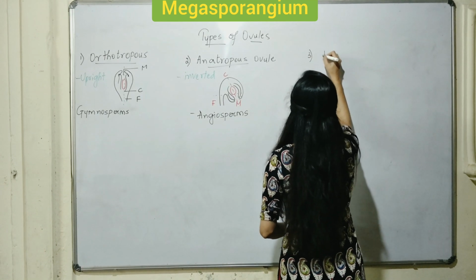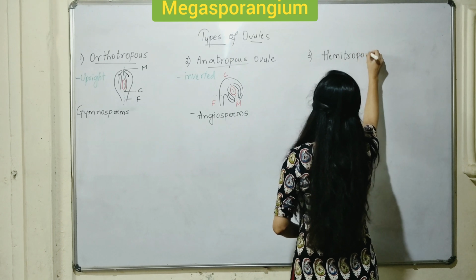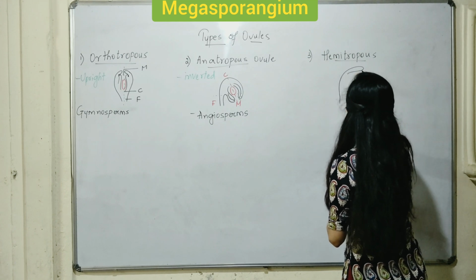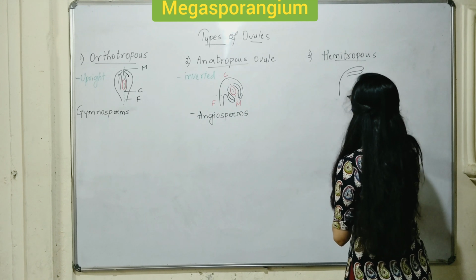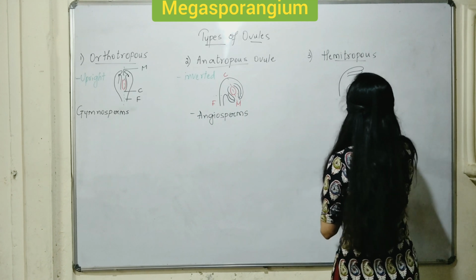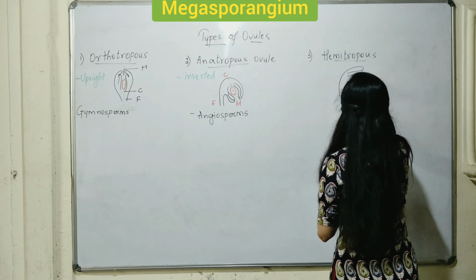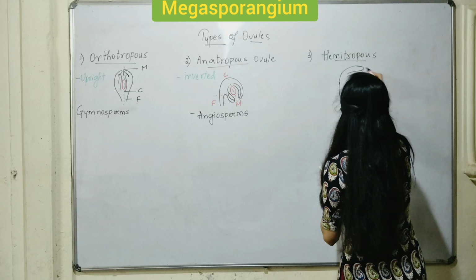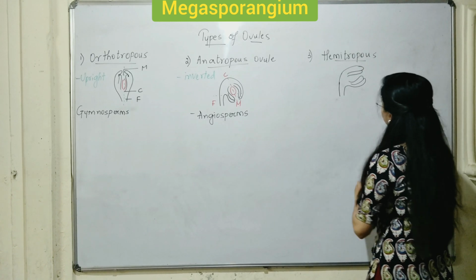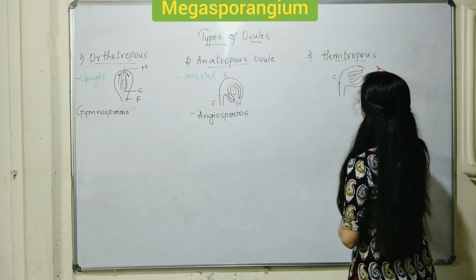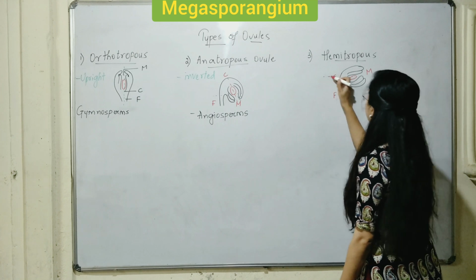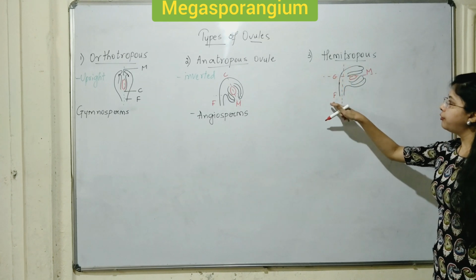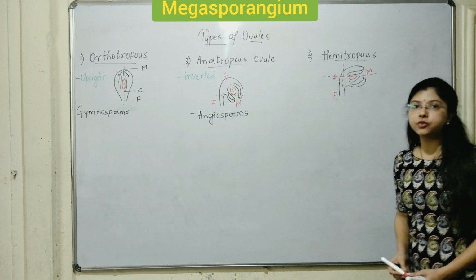The third type of ovule is called hemitropous. In case of hemitropous ovule, this is your embryo sac. This is the chalazal end, this is the micropylar end, and this is the funicle, where the chalaza and micropyle will be inverted at right angle to the funicle. So this type of ovule is called the hemitropous ovule.